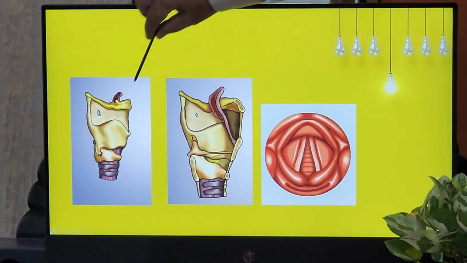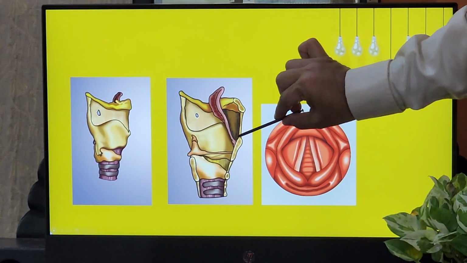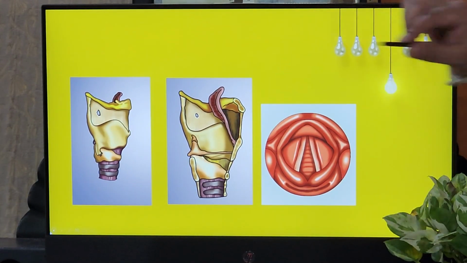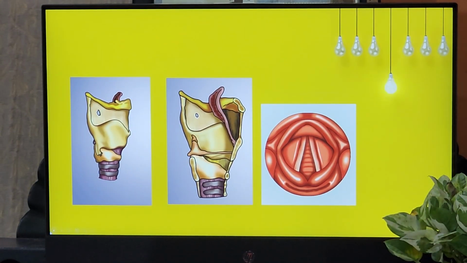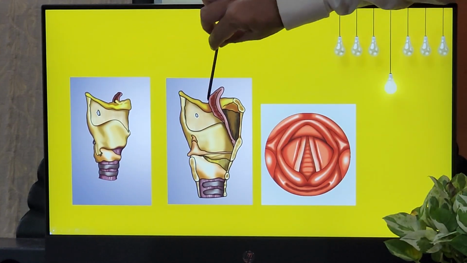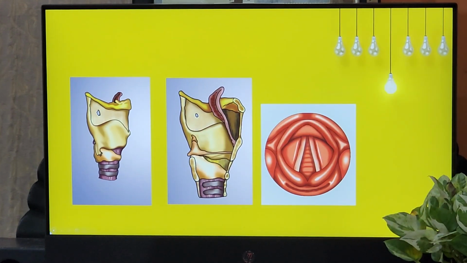This is the larynx. This is the inside view of the larynx. And the structure you see, this one, is the epiglottis. So when we breathe in, this epiglottis, like a lid, is open, and air goes in between the vocal cords into the trachea to reach the lungs.